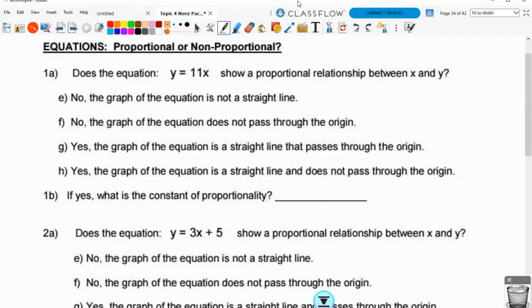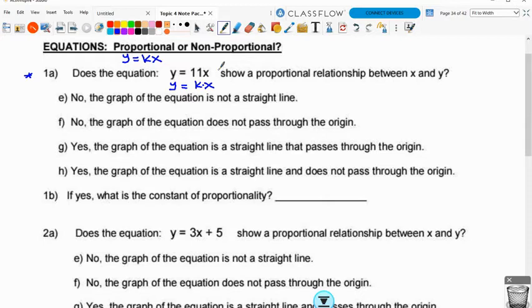So based off of the last example, we have to determine if the equation represents a proportional or a non-proportional relationship. Remember, for a proportional equation, it has to look like y equals k times x. So in this example, does the equation y equals 11x show a proportional relationship between x and y? Well, if we line everything up, y equals k times x, this equation matches up perfectly. So this equation does represent a proportional relationship.